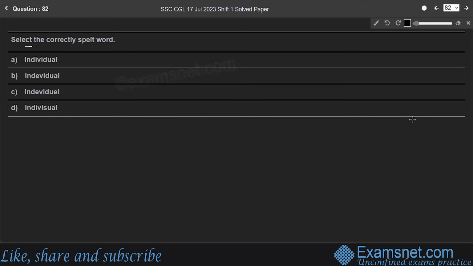Question 82. Select the correctly spelt word. Among the four, the correctly spelt word is individual, option A. INDIVIDUAL, right? Which means of or for a particular person, right? Of or for a particular person is called individual, right? Particular person.